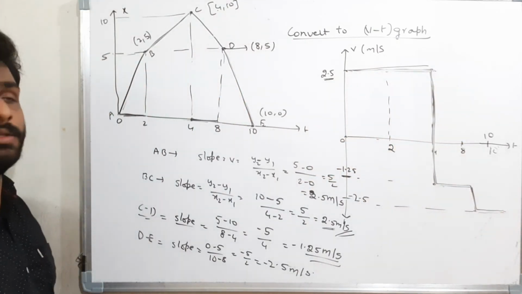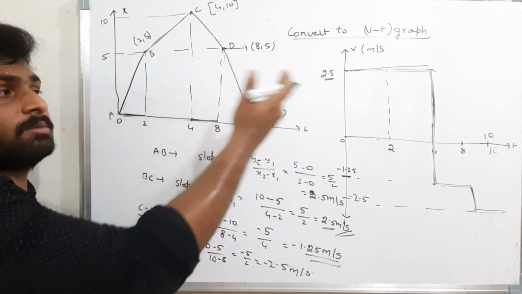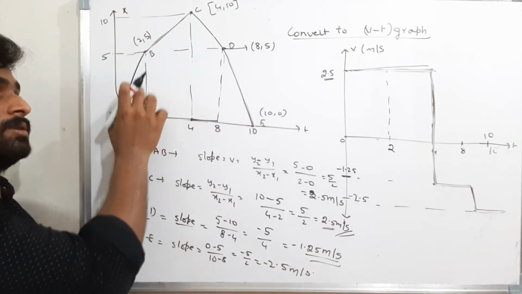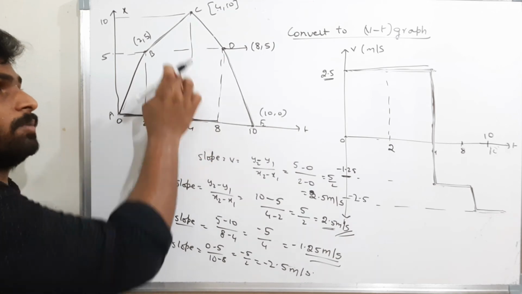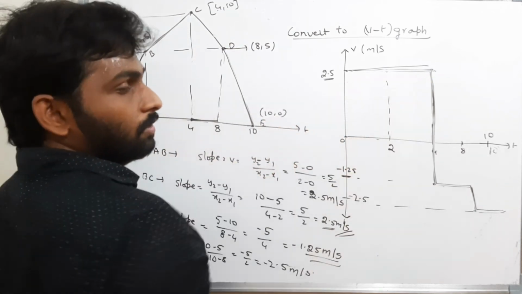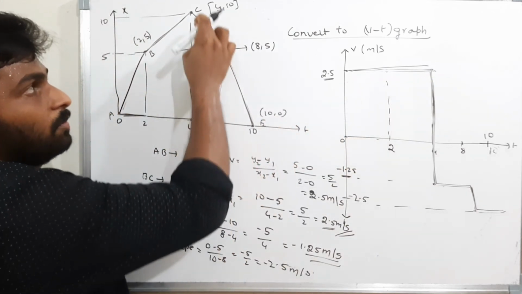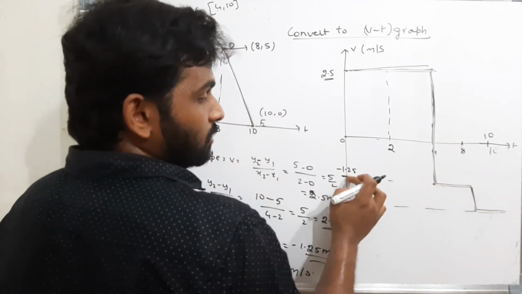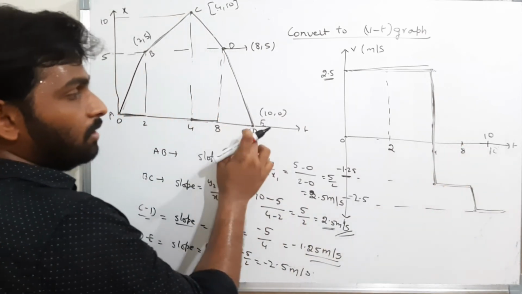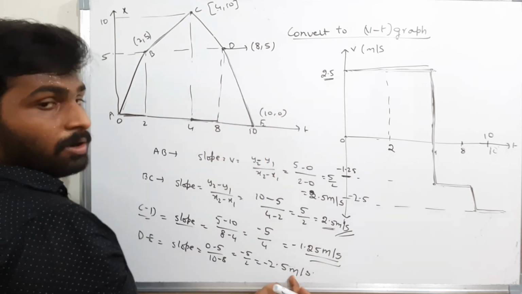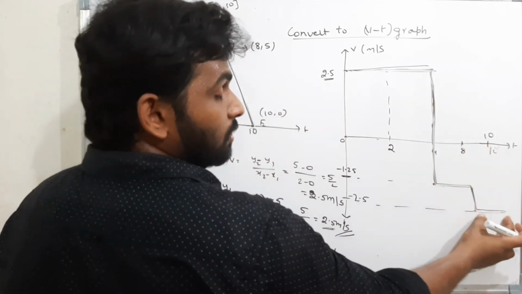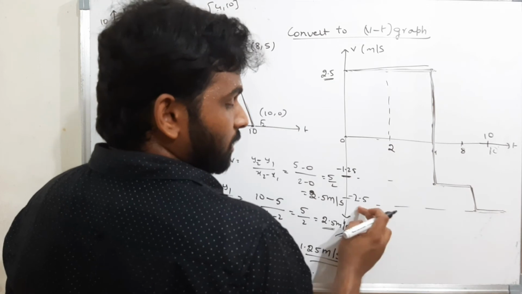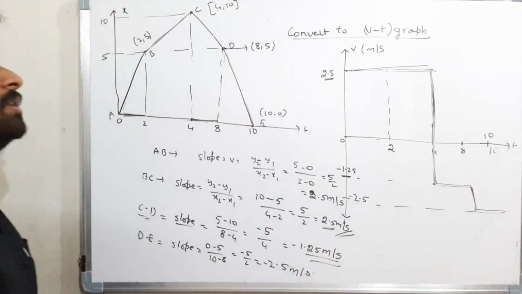I think this is clear. Just simply find the slope. Slope is nothing but the velocity. In the time intervals from 0 to 4 the slope is 2.5. And in this time interval, from 4 to 8, the slope is minus 1.25. Again from 8 to 10, the slope is minus 2.5. Therefore, the slope is nothing but velocity, so the velocity is minus 2.5. I think this is clear.